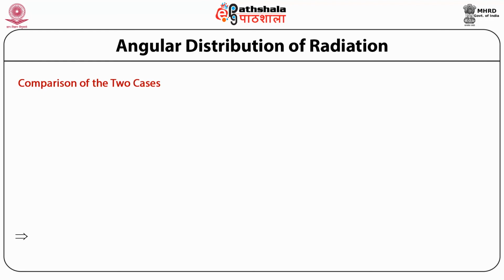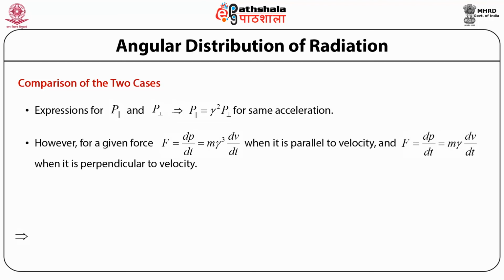Comparison of the two cases. Now, from the expressions for the total radiation produced in the two cases, we observe that for a given acceleration, the radiation produced in the parallel case is a factor gamma square more than in the perpendicular case. However, the statement is somewhat misleading because what is supplied is the force and not the acceleration. So a given force produces quite different acceleration depending on whether it is applied along or transverse to the velocity.